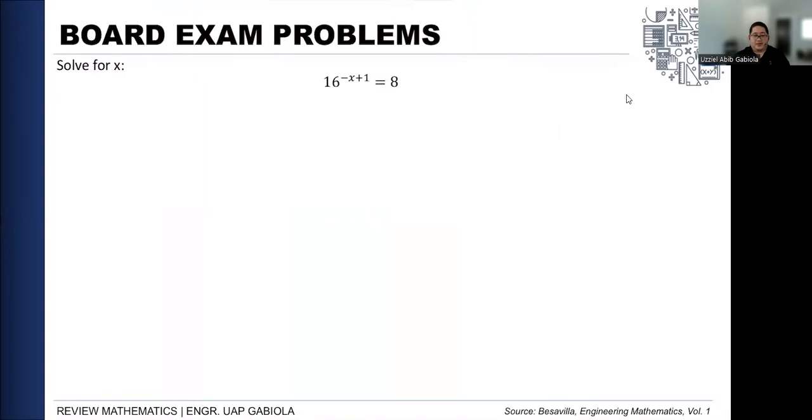We are asked to solve for the value of x using this function. We have 16 raised to negative x plus 1 is equal to 8. What is the value of x? If your calculator has shift solve, this is easy. But I think the calculator allowed in the boards now no longer has shift solve, because students become dependent on shift solve. So I chose to teach this again to you.